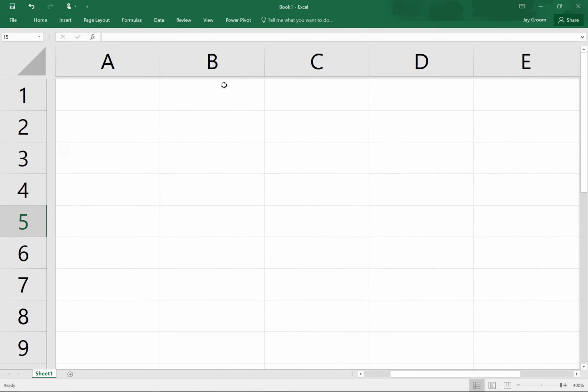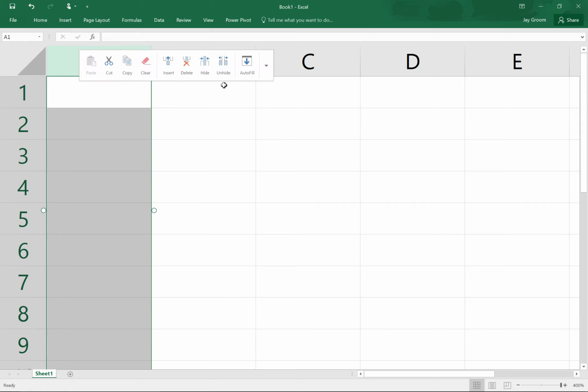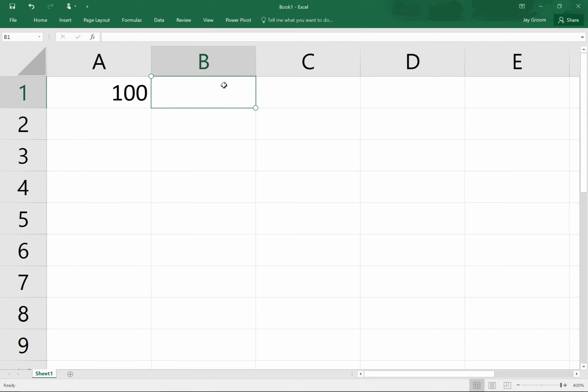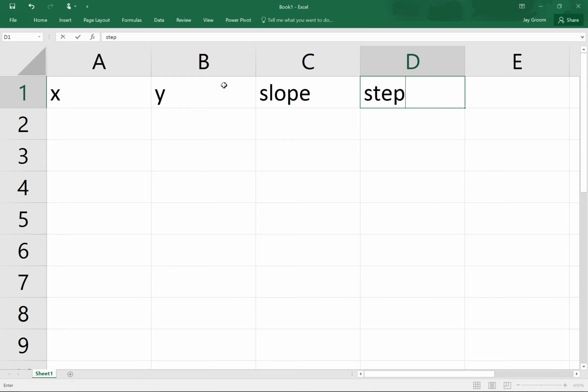Where did I start off? Was it 1,000? 100, yeah. Oops, what am I doing? Don't put that there. I'm sorry, this is the way I had it laid out: x, y, slope. And then over here I could do step, and let's say I do 0.01. And I don't know what that is yet.